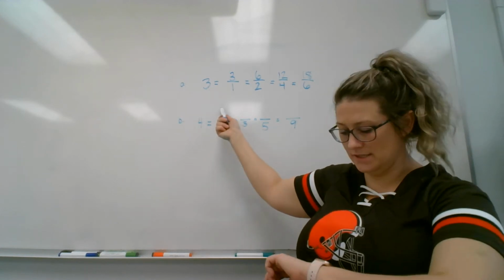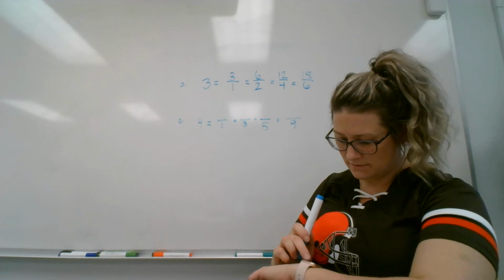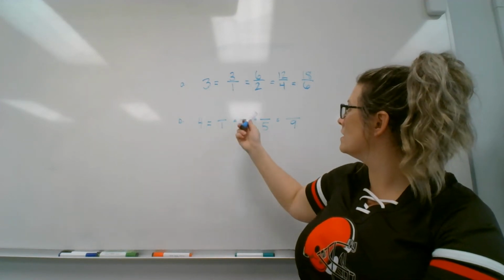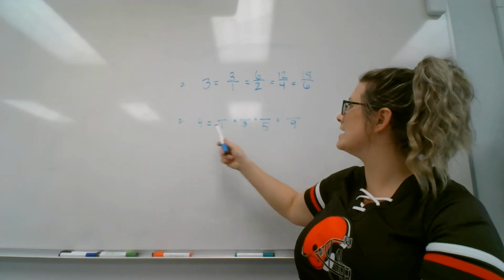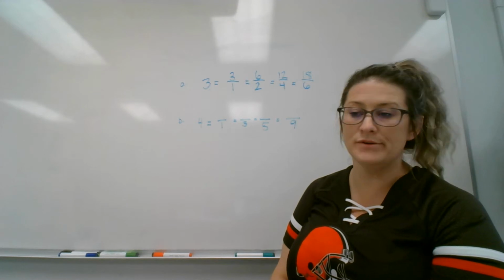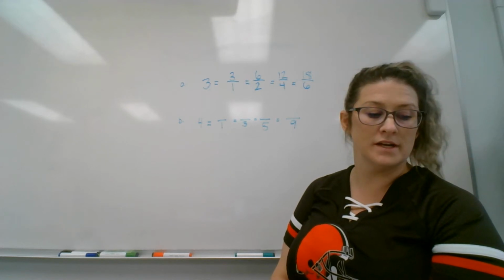4 times 1 is what? 3 times 4, 5 times 4, and 9 times 4. Go ahead and complete that one on your own so I can see how you do. When you are finished, you move on to part 3.